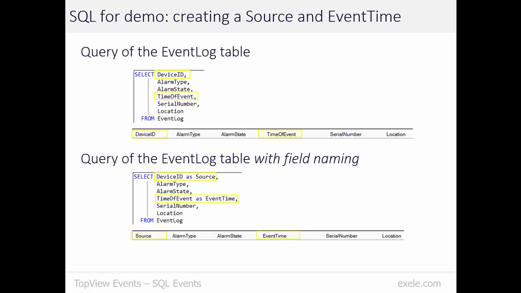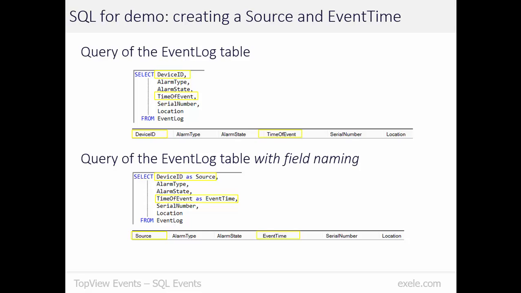Before I start the demo, I want to quickly discuss the SQL statements we will use to query events. TopView for SQL events requires 2 field names in the returned query, source and event time. Each database query will, by default, return field names based on the column names in the table. My event log table contains a device ID and time of event column, and you can see in the first query that the returned field names match the column names.